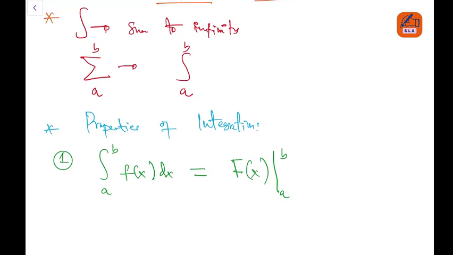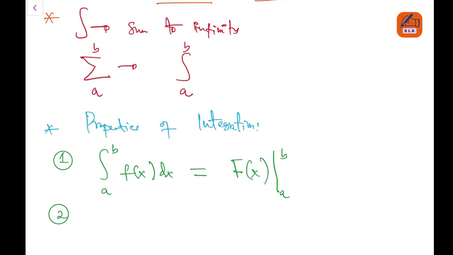So let's also see another property, the second property of integral. The second one, it's like the sum property. It's a summation property. Kwa hiyo this is like the definition of integral in general.